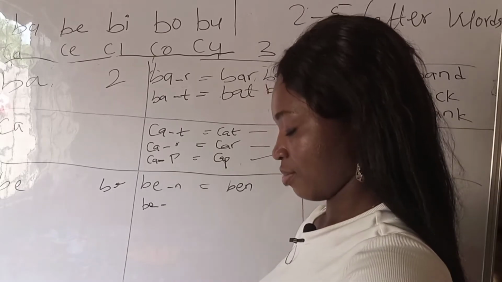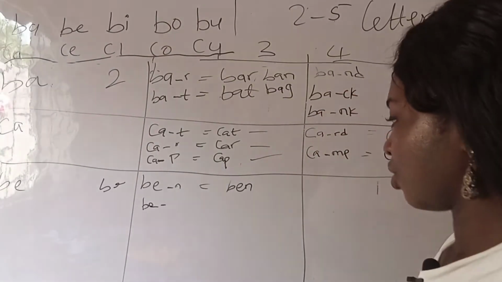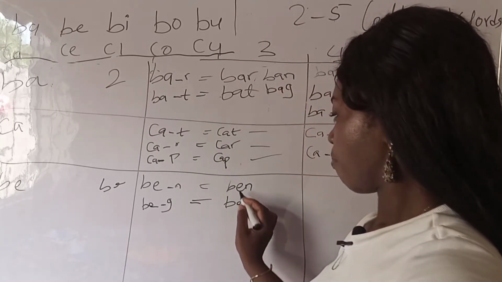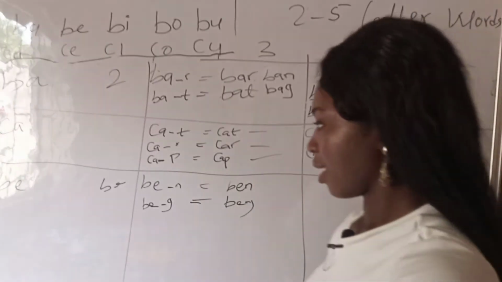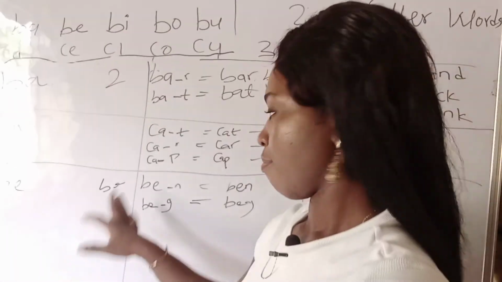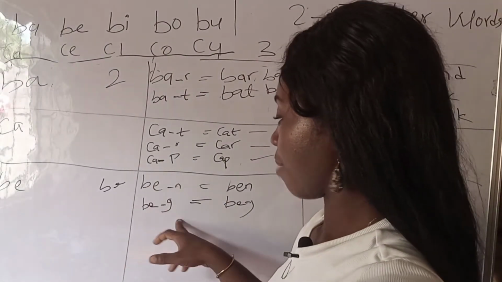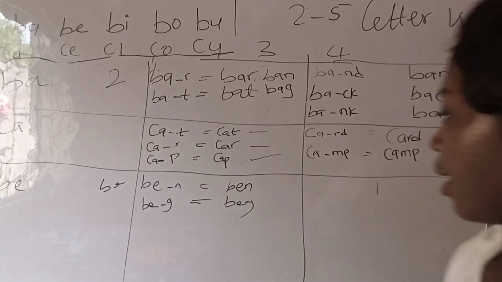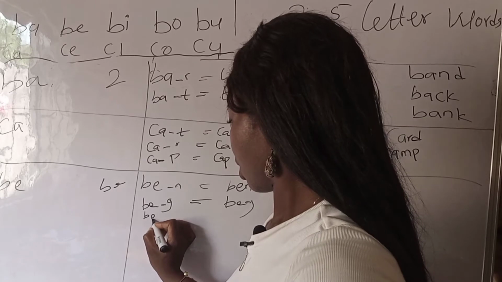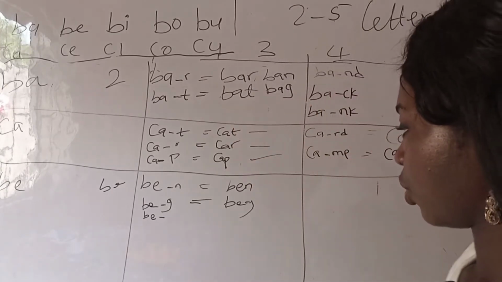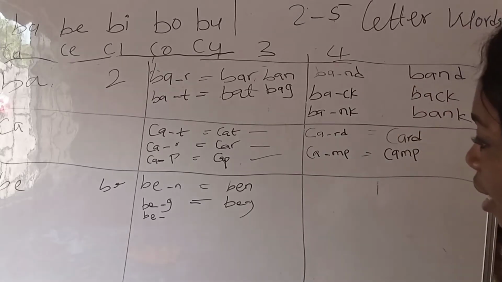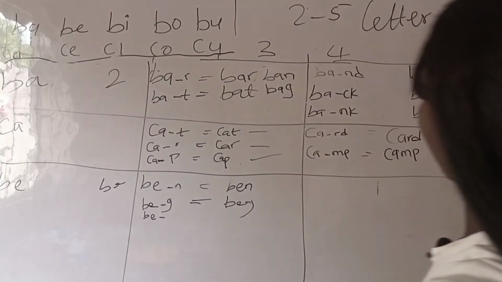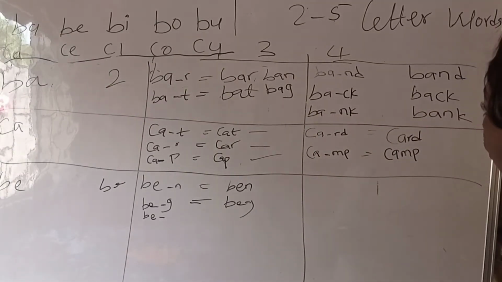Okay. Let's do B, E. We can add, what should we add? We can add G to make it beg. This is beg, this is bag. Okay, should we add one more? Let's say B, E, we add what you know. So let's move to number four.